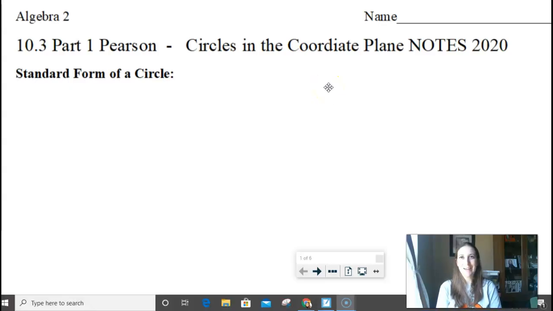Hi guys, welcome back. This is our first lesson on circles in the coordinate plane, and it's a possibility that we're combining this with the other circles lesson, so let's just get this one started. This should be a pretty quick lesson.